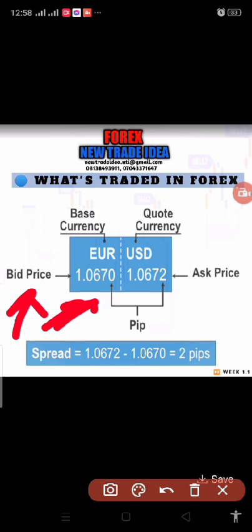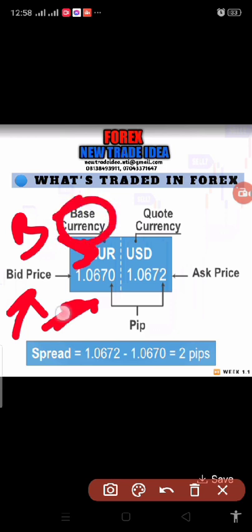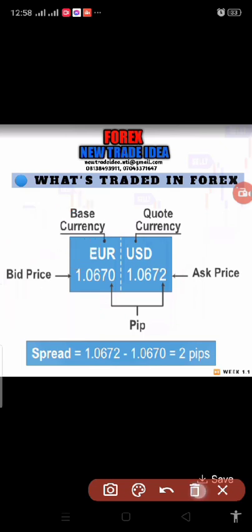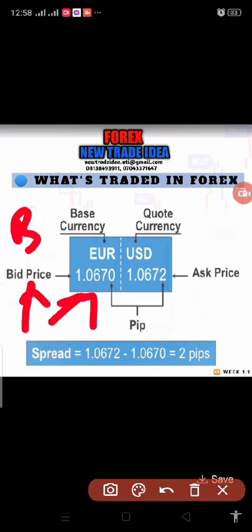Anytime you buy, you are buying the base currency at this big price. Please take note: you are buying the base currency at this big price, the price that is showing here on your MetaTrader 4.